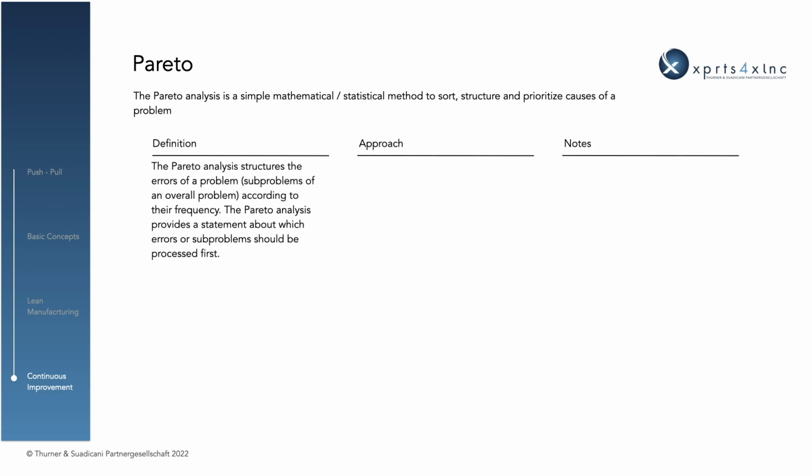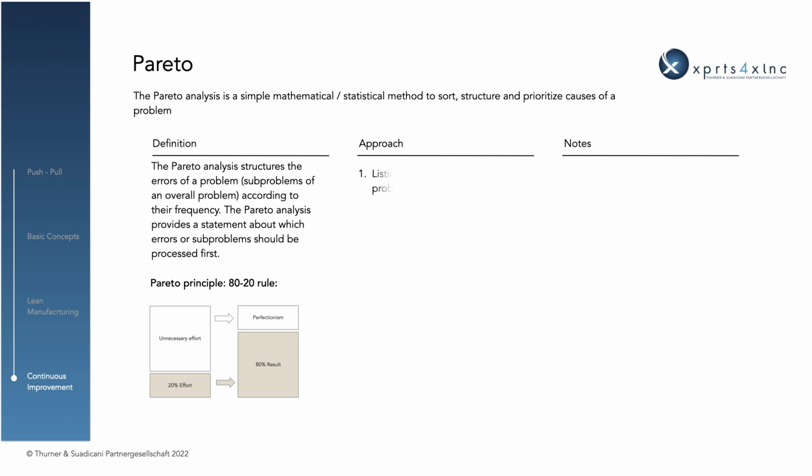Now we can move to the next step in our Kaizen journey, which is the Pareto analysis. The Pareto analysis is a simple mathematical or statistical method to sort, structure, and prioritize causes of a problem. Definition: the Pareto analysis structures the errors of a problem or subproblems of an overall problem, according to their frequency. The Pareto analysis provides a statement about which errors or subproblems should be processed first. One of the characteristics of the Pareto analysis is the so-called 80-20 rule. It states that in most cases 80% of the problems are caused by 20% of the reasons.